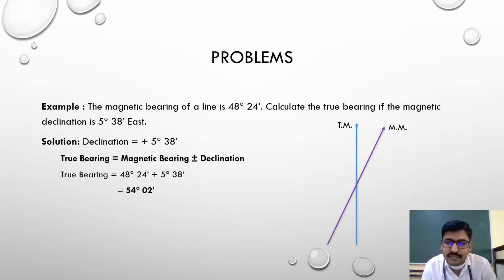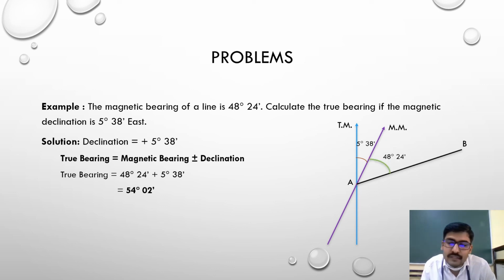So the angle between the true meridian and the magnetic meridian is 5 degree 38 minutes east. That is what is shown here as the angle, right? Now I am going to show the line AB. I have drawn line AB at that particular angle because the magnetic bearing of the line is given as 48 degree 24 minutes. 48 degree means what? Towards the first quadrant. That is the reason why I have drawn it there, almost resembling the angle given, 48 degree 24 minutes.